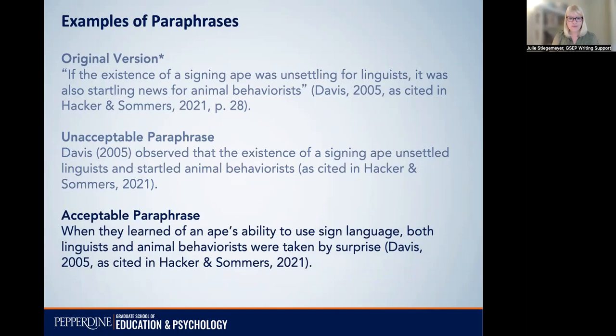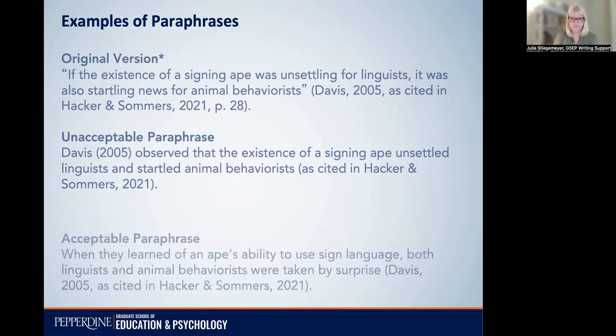An acceptable paraphrase might be something like this. When they learned of an ape's ability to use sign language, both linguists and animal behaviorists were taken by surprise. So in this paraphrase, you can see the sentence is completely reframed in a new way. No longer is there the same exact wording. The verbs are changed, and so everything is really unique.